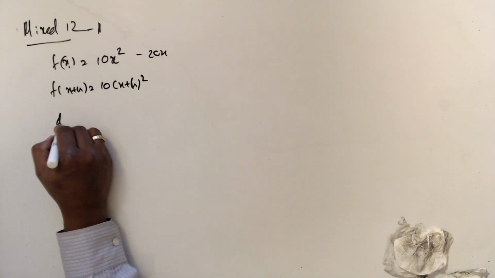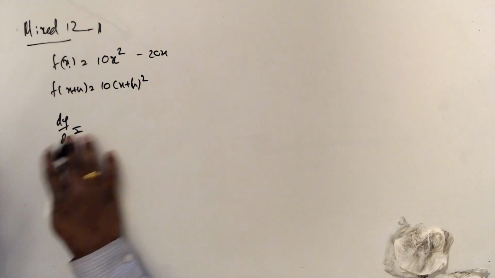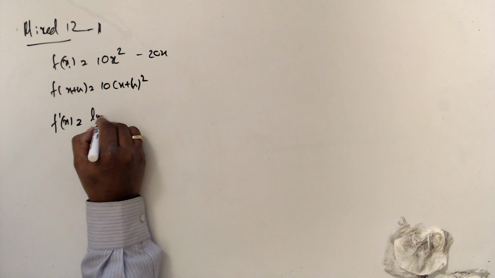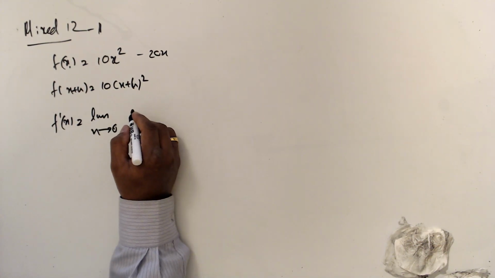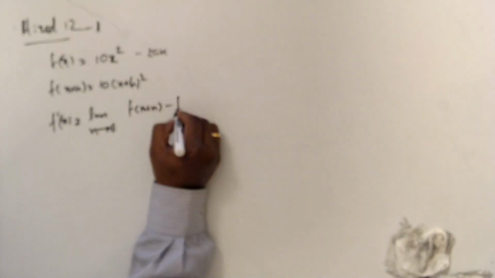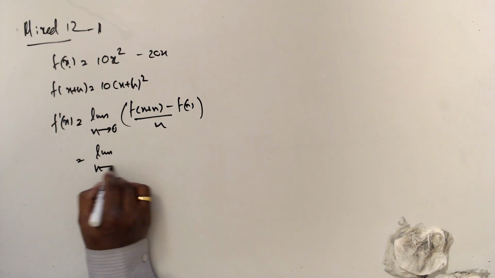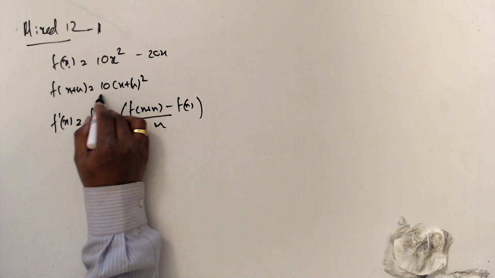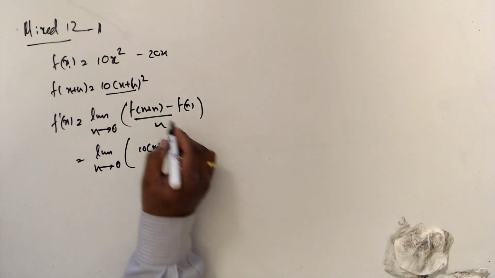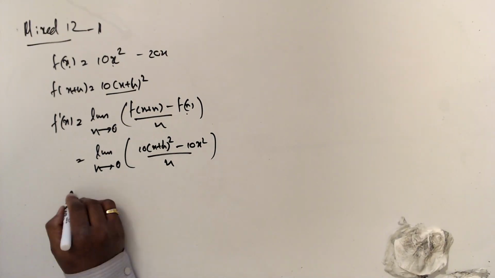Now dy/dx, that is f'(x), is the limit as h tends to 0 of (f(x+h) minus f(x)) over h. So the limit as h tends to 0 of 10 times (x+h) squared minus 10x squared, over h. Now let's simplify.